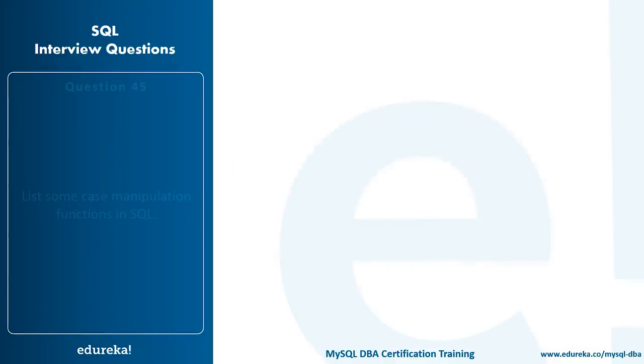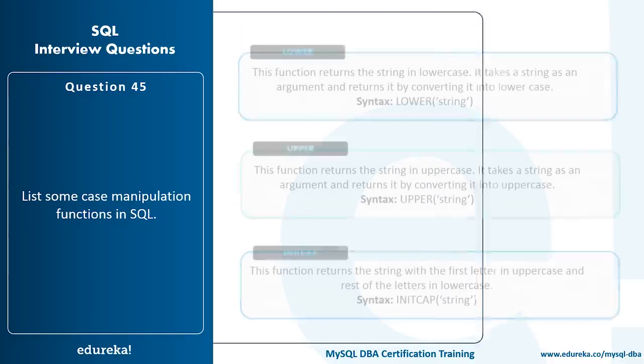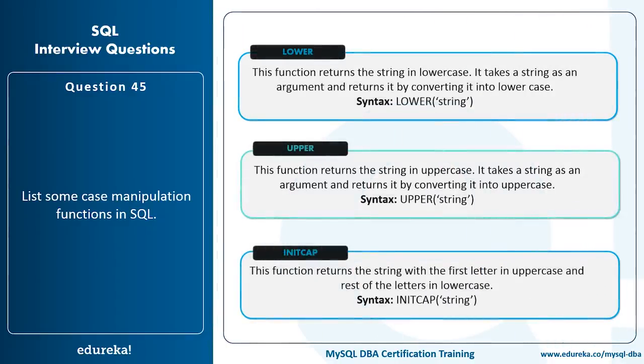Now let's move forward to our next question, that is, list some case manipulation functions in SQL. So there are mainly three case manipulation functions in SQL, that is the lower, upper, and the init cap. Now talking about the lower function, this function basically returns the string in lowercase. It takes a string as an argument and returns it by converting it into lowercase. The syntax of this particular function is basically lower, and in brackets you mention the string in quotes.